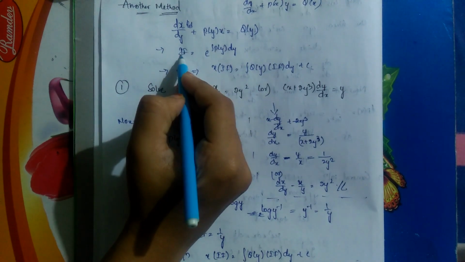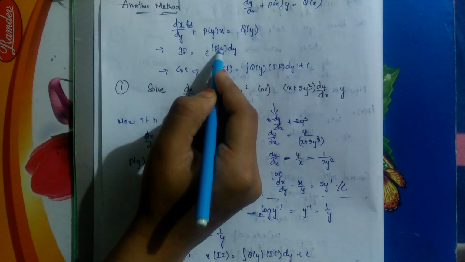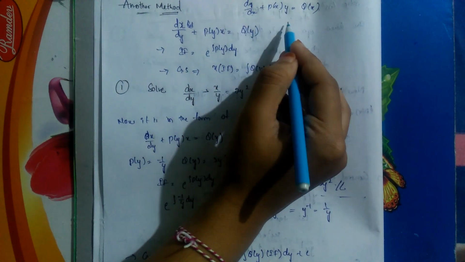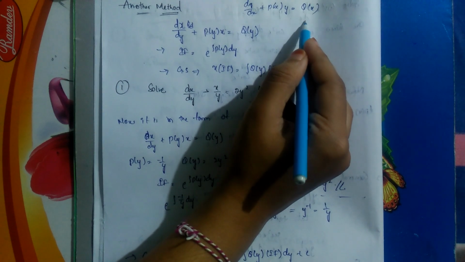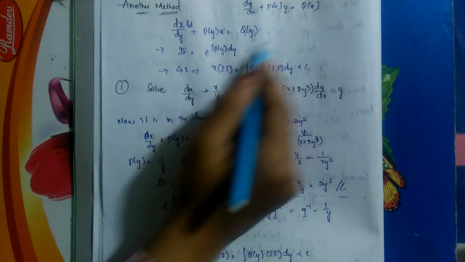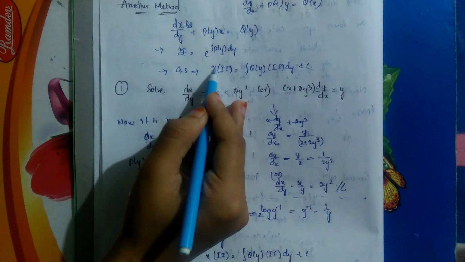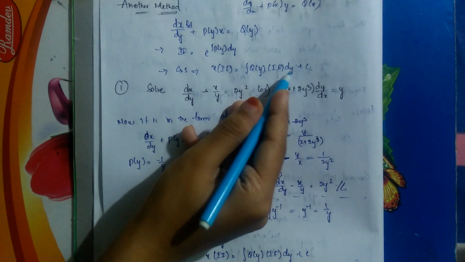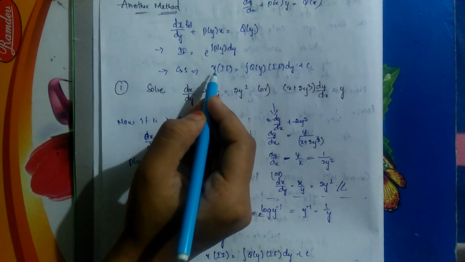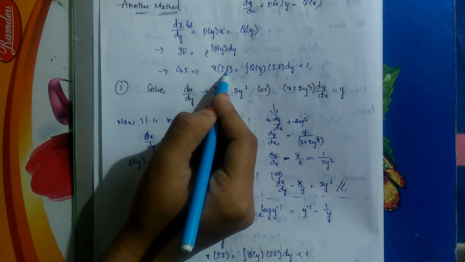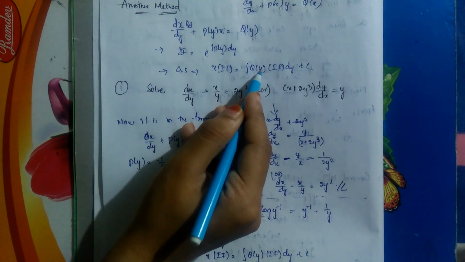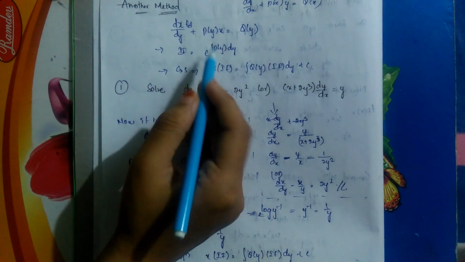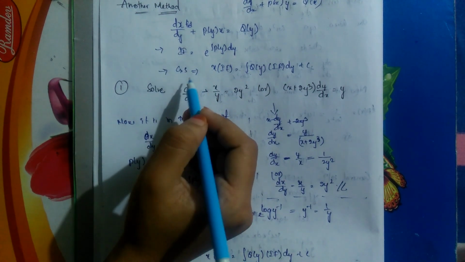At that time the integrating factor will be e to the power of integration of p of y into dy, whereas in the previous case we had the integrating factor as e to the power of integration of p of x into dx. And here the general solution will be x into integrating factor is equal to integration of q of y into integrating factor into dy plus c. In the previous one we had y into integrating factor is equal to integration of q of x into integrating factor into dx plus c. So let's solve two problems on this method.